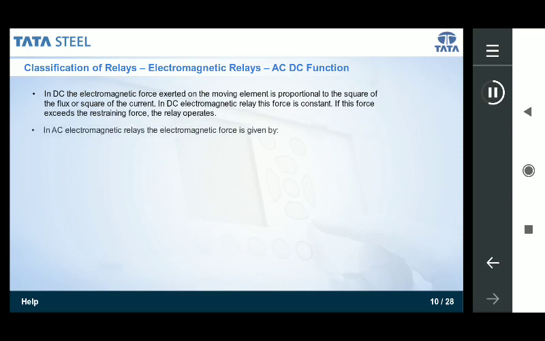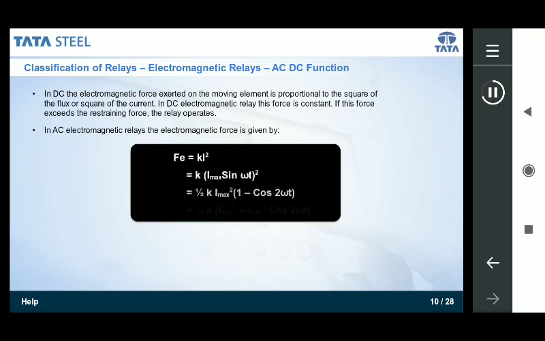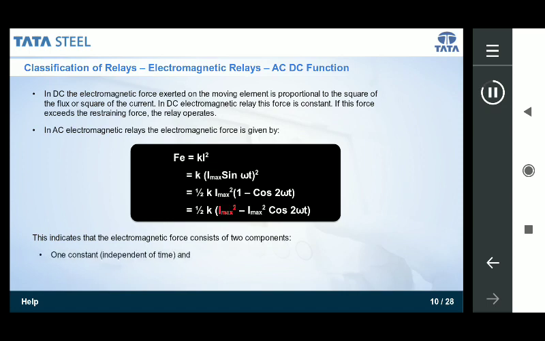However, in AC electromagnetic relays, the electromagnetic force is given by this formula. This indicates that the electromagnetic force consists of two components, one constant and independent of time, and another dependent on time and pulsating at double the frequency of the applied alternating quantities.